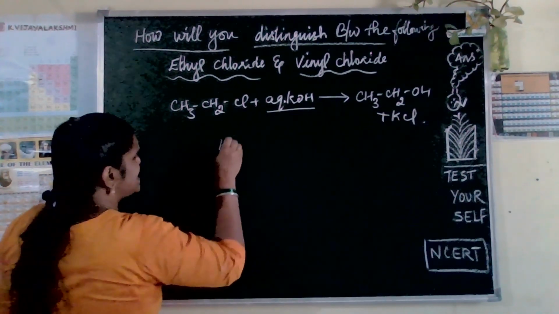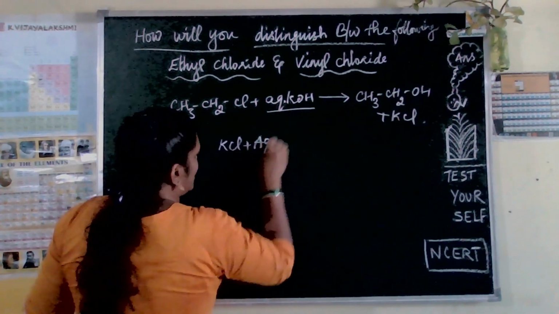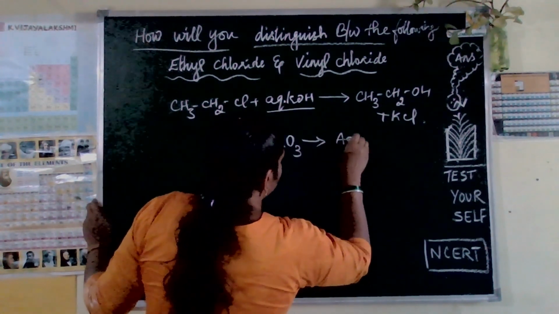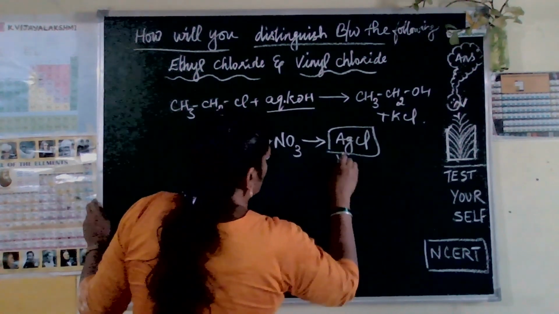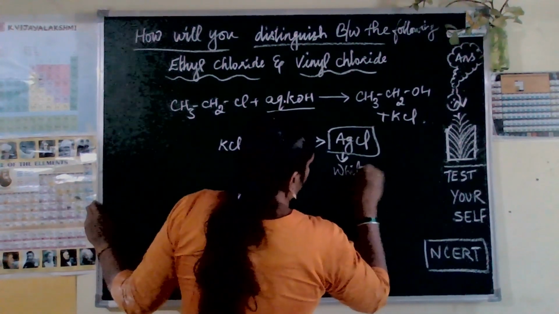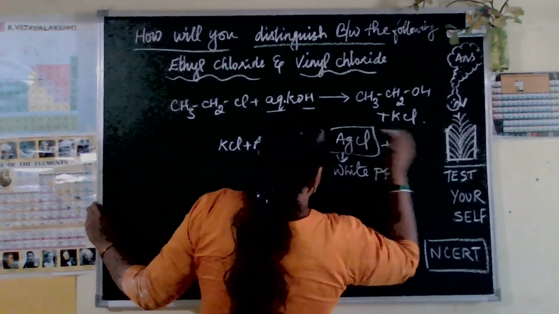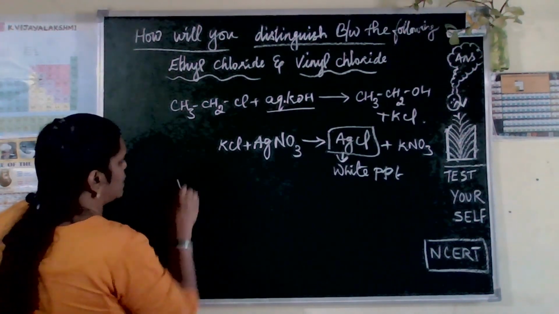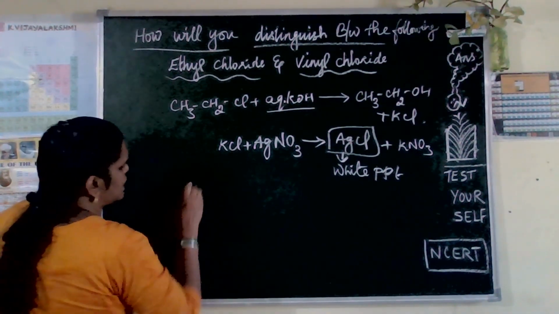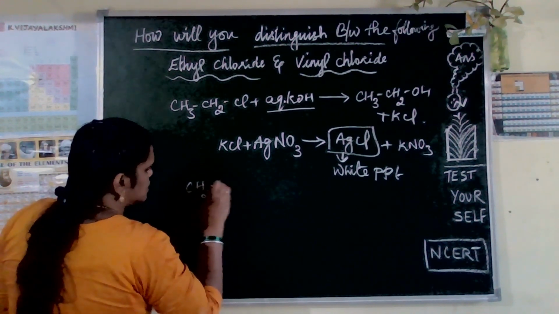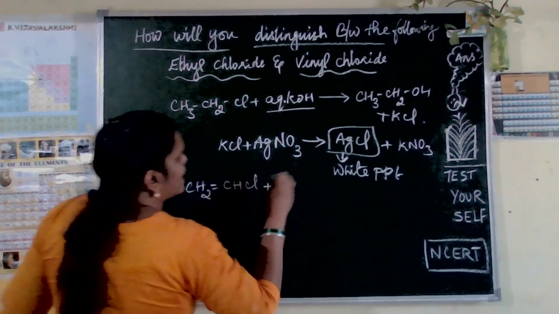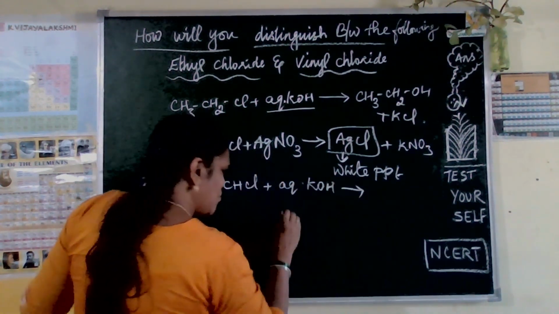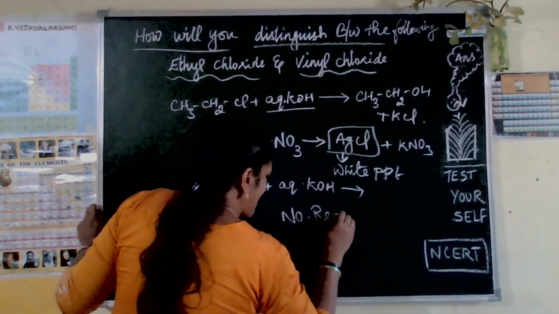KCl. This KCl combined with AgNO3, what will you get? Yes, white precipitate, AgCl, and you get KNO3. Whereas vinyl chloride, what is the formula? CH2=CHCl combined with aqueous KOH. Here, no reaction.